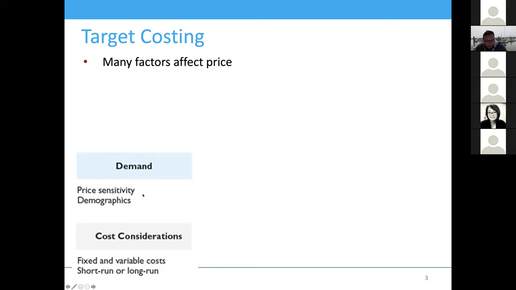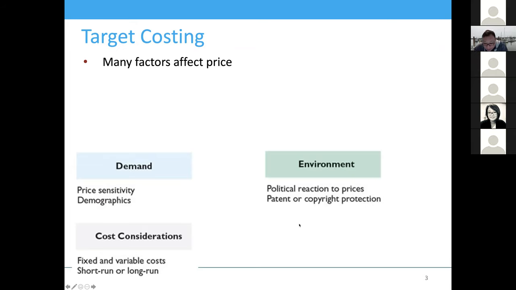We know that. Cost considerations, right? You do not want to charge a price that you can't even recover your cost, right? So the cost is always a baseline, right? And you want to add a little bit of margin on top of the cost. That would be your price. And also political reactions, right? Political reactions. So environment, okay, environment.